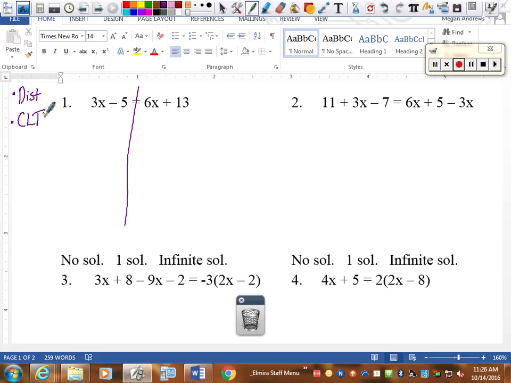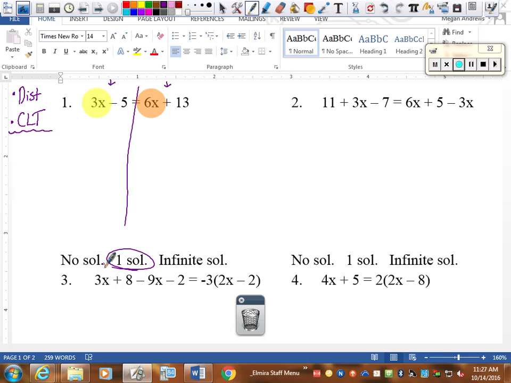Next would be combine like terms on each side. So I just look at this side first, no like terms. Then I go to this side, no like terms. This is our stopping point where I now can figure out if it's no solution, one solution, or infinitely many solutions. And I start by looking at the x terms. The x terms are not the same. They are different. So that tells me there's one solution because they're different.